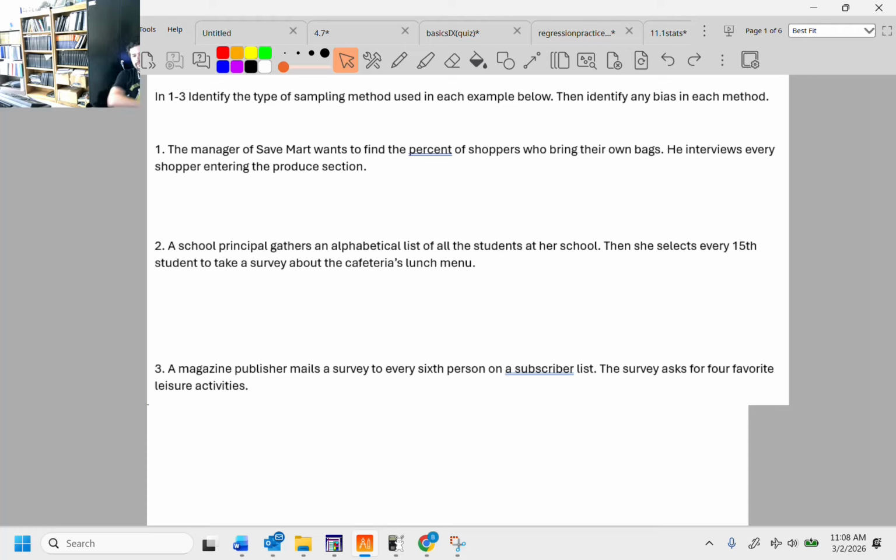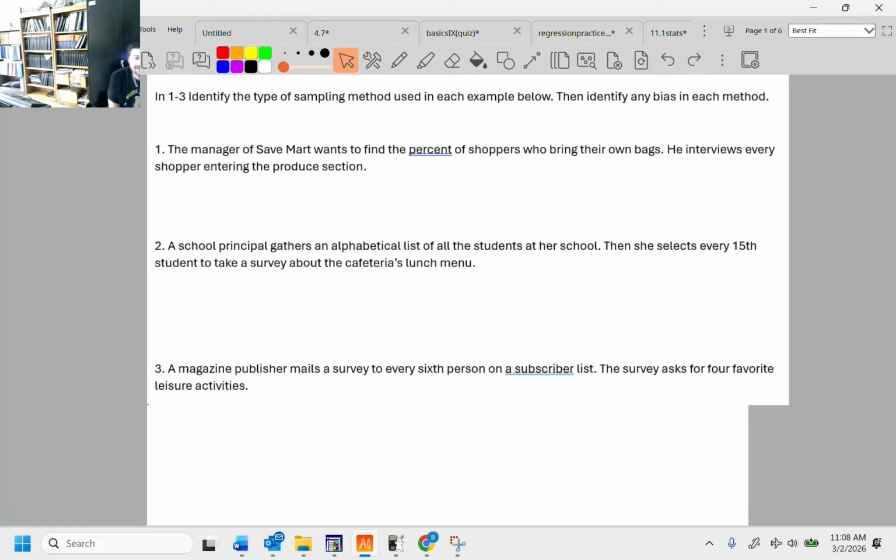All right, what do we have here? We have your 11-2 homework. You're supposed to identify the type of sampling method used in each example below, then identify any bias. Let's see, the manager at Save Mart wants to find the percent of shoppers who bring their own bags. He interviews every shopper entering the produce section.